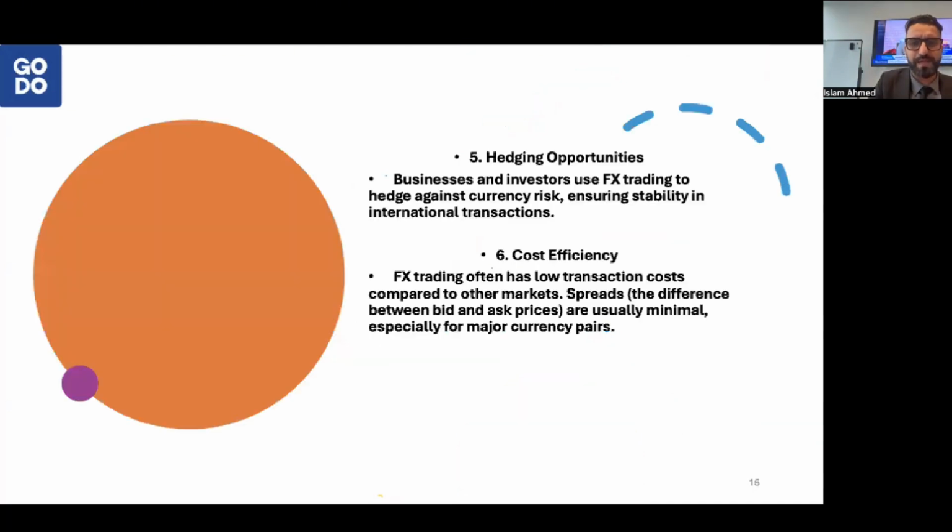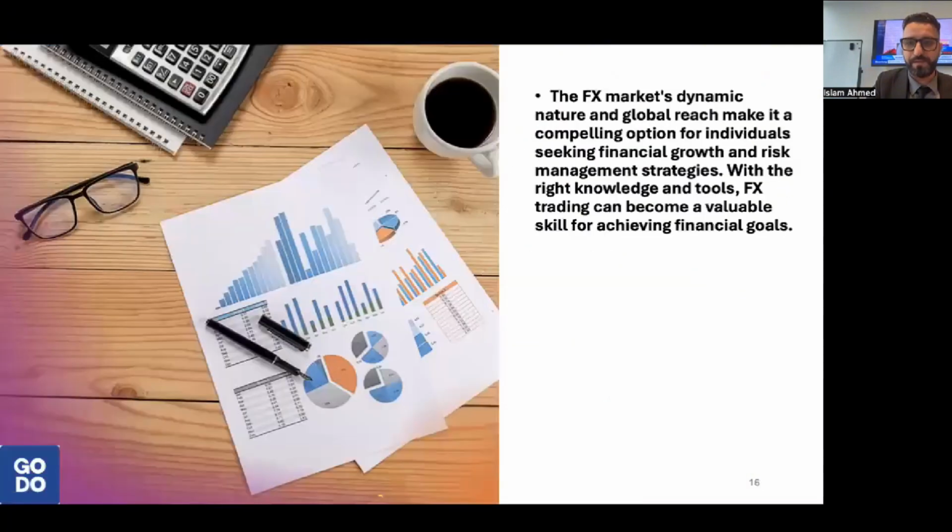And also, of course, you can trade with very low cost in this market. If some of you traded in the old stock market, it used to be very expensive. You pay a lot of commission. You can be in profit and lose everything to the commission. Here it's very, very low. I think also in Godo, there's a zero spread account. So this is also a big advantage.